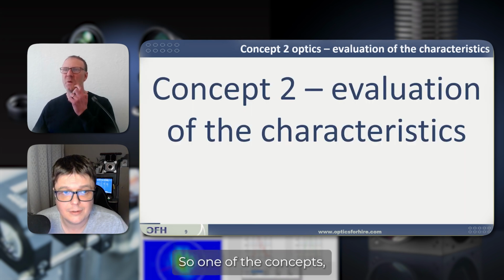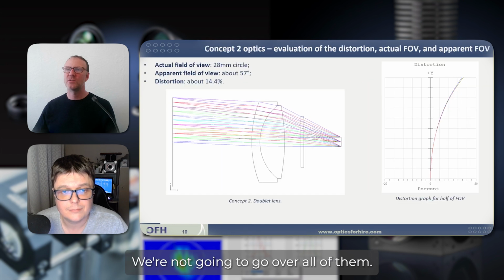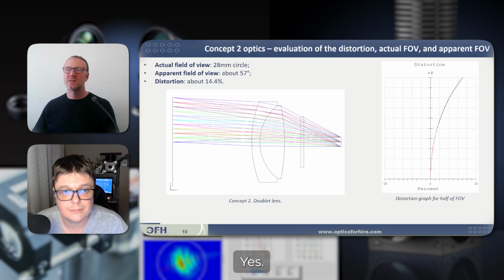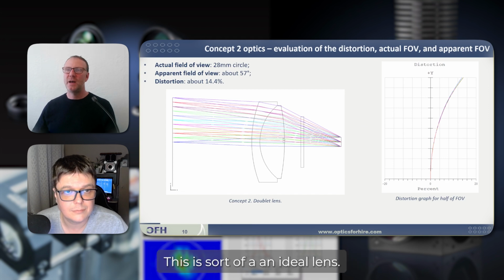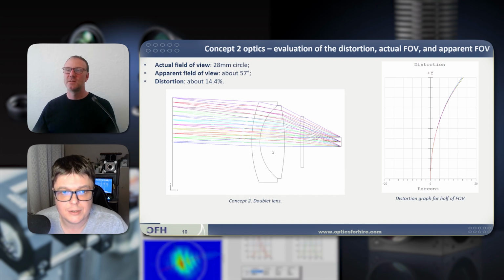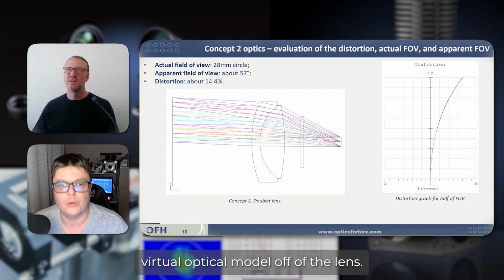So one of the concepts, this one concept 2, I think you had multiple concepts. We're not going to go over all of them. And this is not a real lens, as I understand. This is sort of an ideal lens. Is that right? Or is this a real lens? Yeah, this is a virtual optical model of the lens.